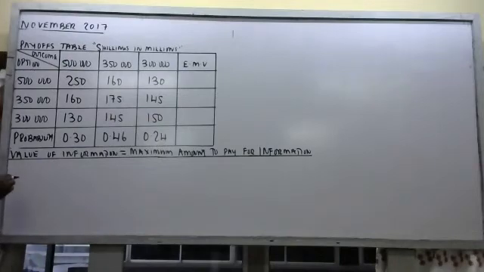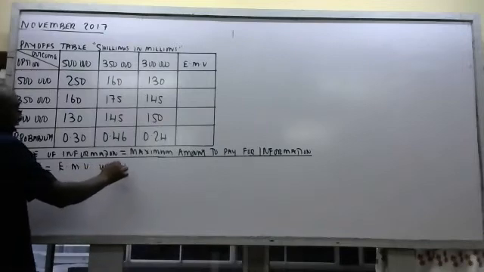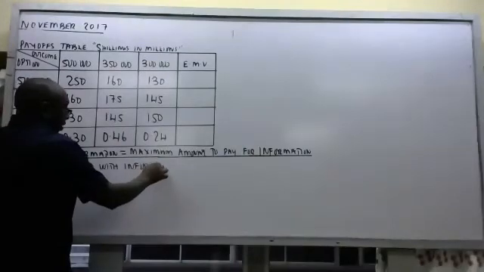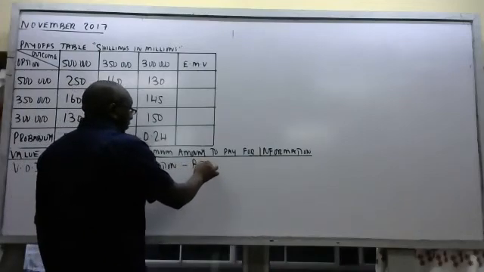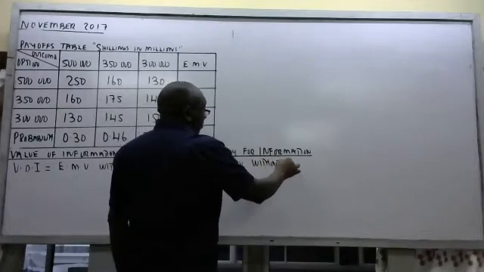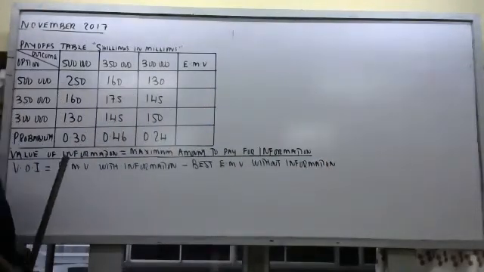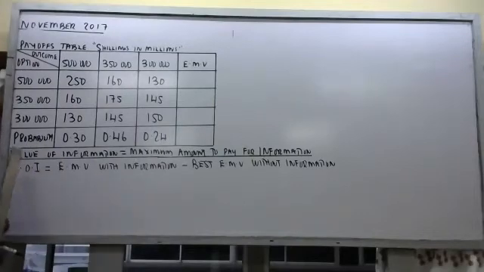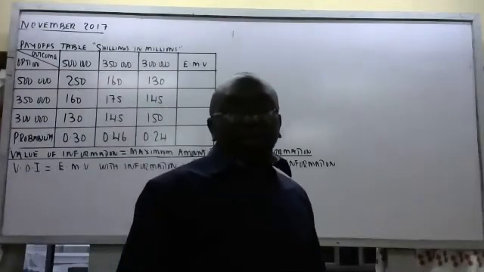So this one, value of information, is given as expected monetary value with information minus best expected monetary value without information. It is expected monetary value with information minus best expected monetary value without information.